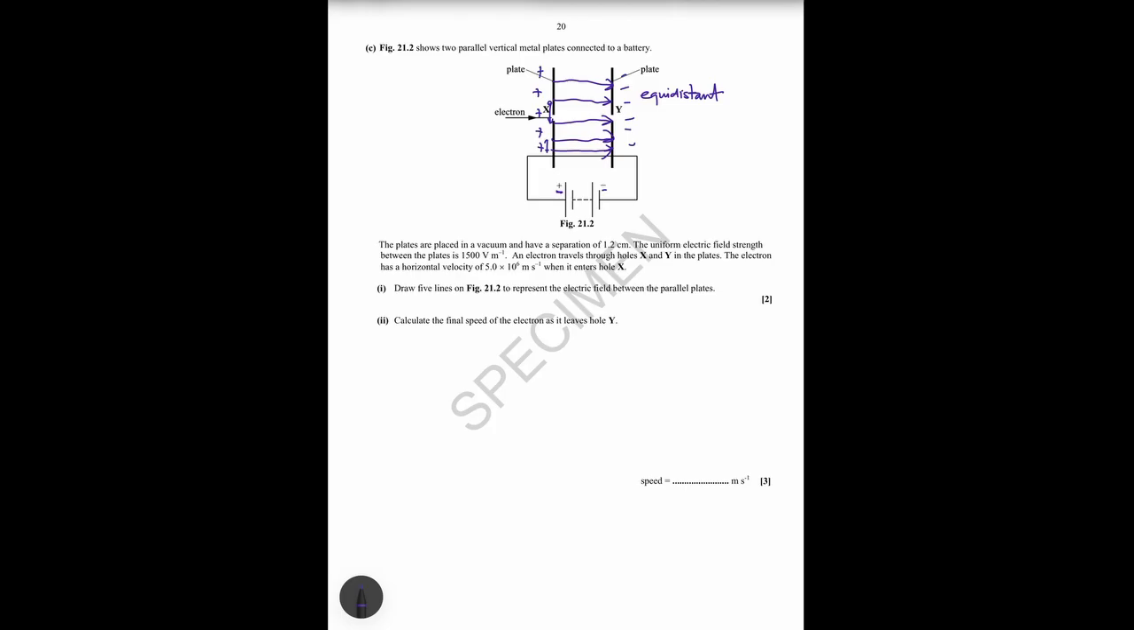So what am I going to do first? I'm looking for the final speed of the electron. The fact that it says final speed here is making me suspicious that there's some initial speed in there that I need to be aware of.